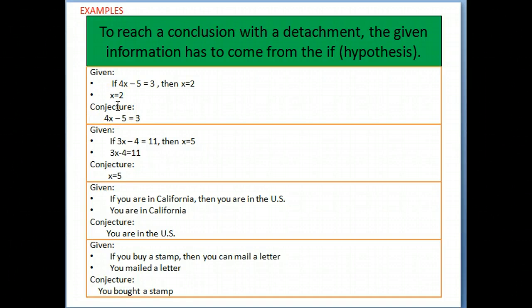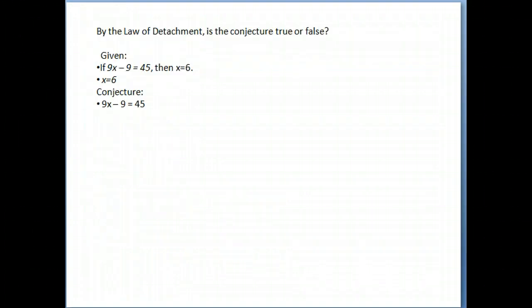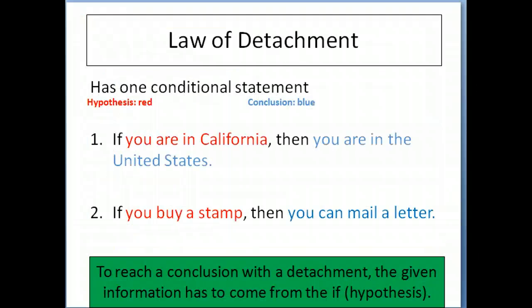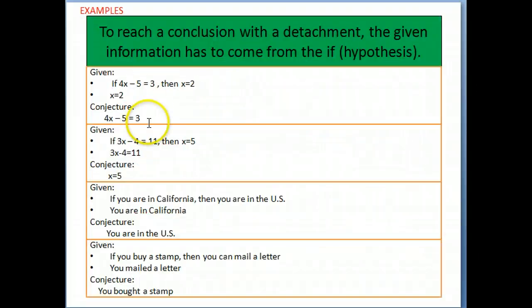Let's say whether each of these conjectures is true or false. So notice we have a single if-then statement in our first example. If 4x minus 5 equals 3, then we know x is 2. The next thing we know is that x equals 2. This is our second statement, our given information. So the first one is our law that we're using. The second one is just some information they gave us, that x was 2. This person's conjecture was that 4x minus 5 had to equal 3.